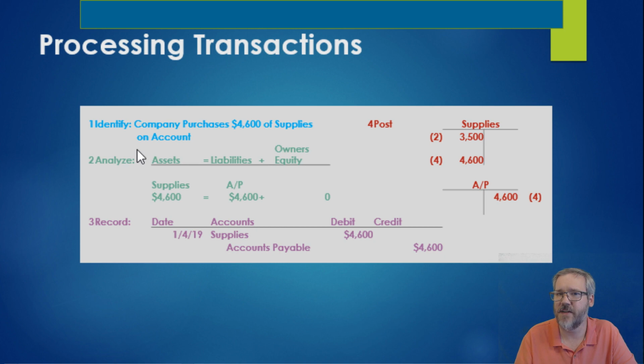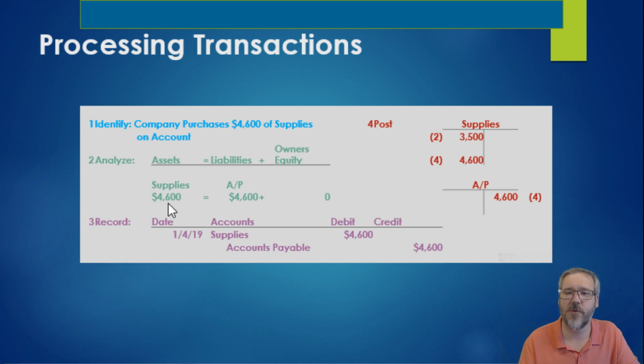So on the 4th, I've decided for whatever reason, I need even more supplies. So when I identify this transaction, company purchases $4,600 of supplies on account. That's new. On account. Anytime you see the words on account, it's going to mean accounts something, okay? In this situation, company purchases $4,600 of supplies on account. Basically what this is saying is that we have bought $4,600 worth of supplies and we told the company to send us a bill, we'll pay it later. It's perfectly fine, of course. Businesses do this all the time. That's pretty much how businesses operate.